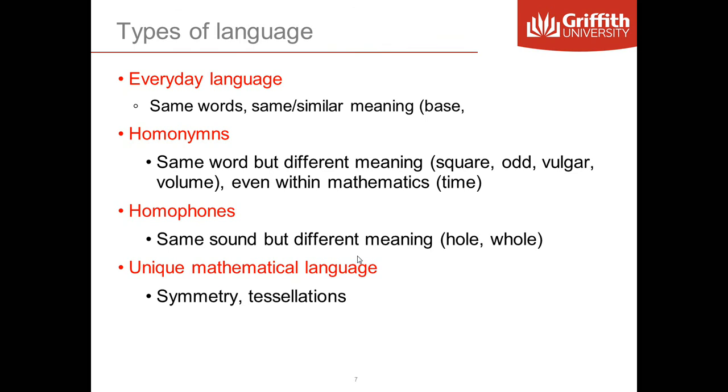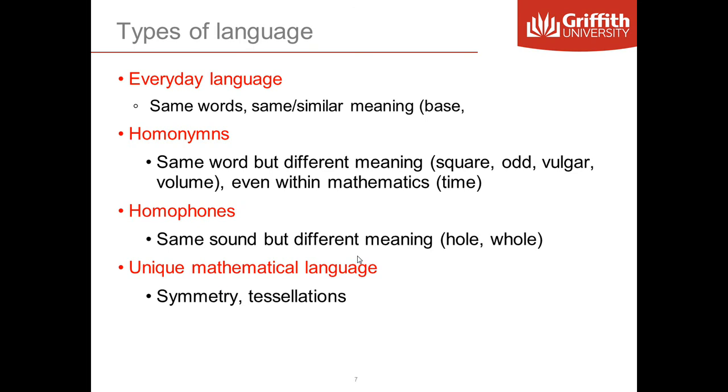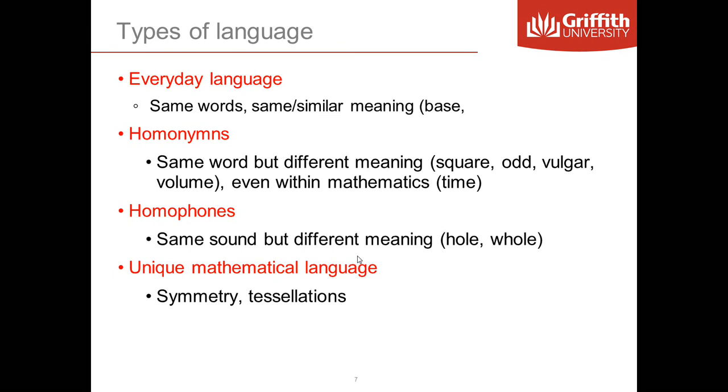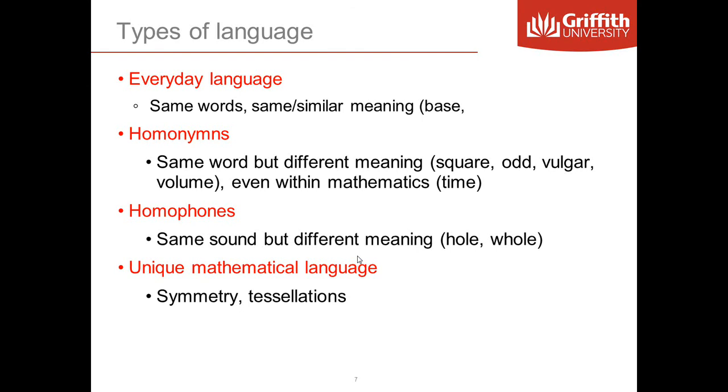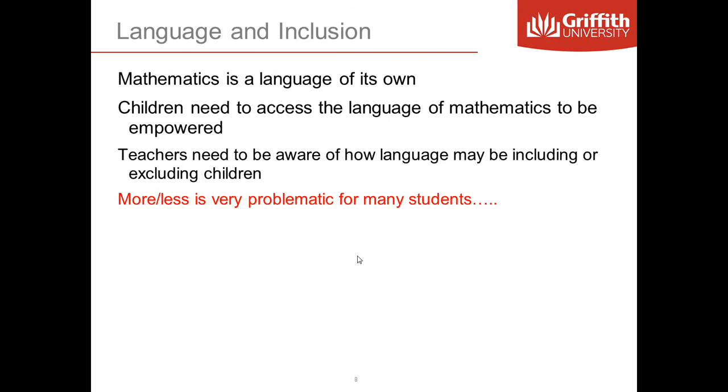And then there's the unique mathematical language itself. These are terms that we only use in mathematics, and very rarely outside of mathematics. So words like symmetry, tessellations, numerator, denominator, and so on. These are terms that the students need to know about mathematics. And finally, the other part of language that I alluded to at the start of this module was that we need to think about mathematics and inclusion. Mathematics is a language of its own, and students need to access that language if they are to become empowered. But as a teacher, you need to be aware of how language may be including or excluding your students. There are examples in the previous sections of how you may go about that.